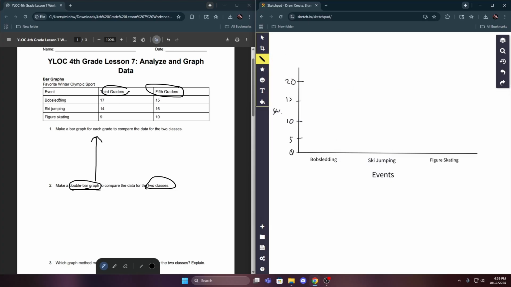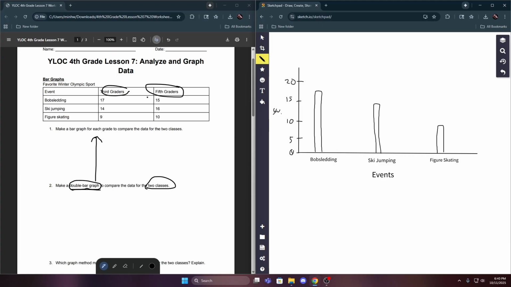So I'm going to start with third graders. For bobsledding, again, 17, but I'm going to put it to the left a little bit and a little bit skinnier. Okay, and 14 for ski jumping, right around here. And 9 for figure skating, so right around here.